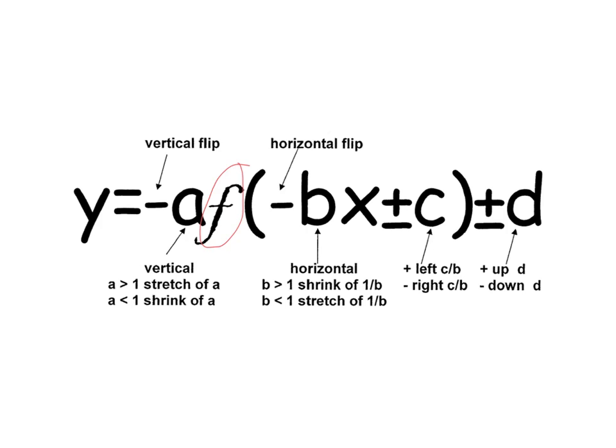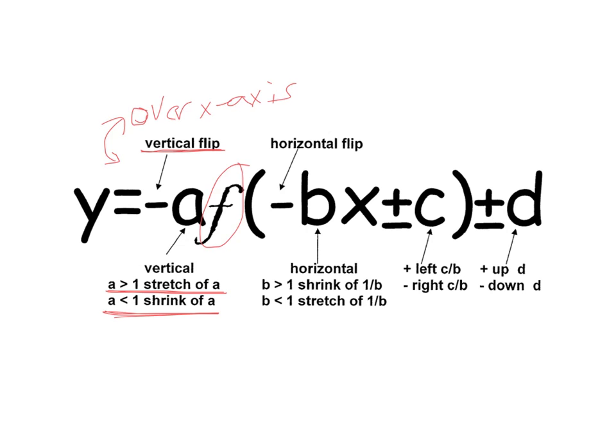On the outside, if there's a minus, then that is a vertical flip. The graph flips over up and down. And that might be called in some books a reflection over the x-axis. And then if there is a number being multiplied in front of the function and it's greater than 1, it's a vertical stretch of that amount. If it's less than 1, it's a vertical shrink of that amount.